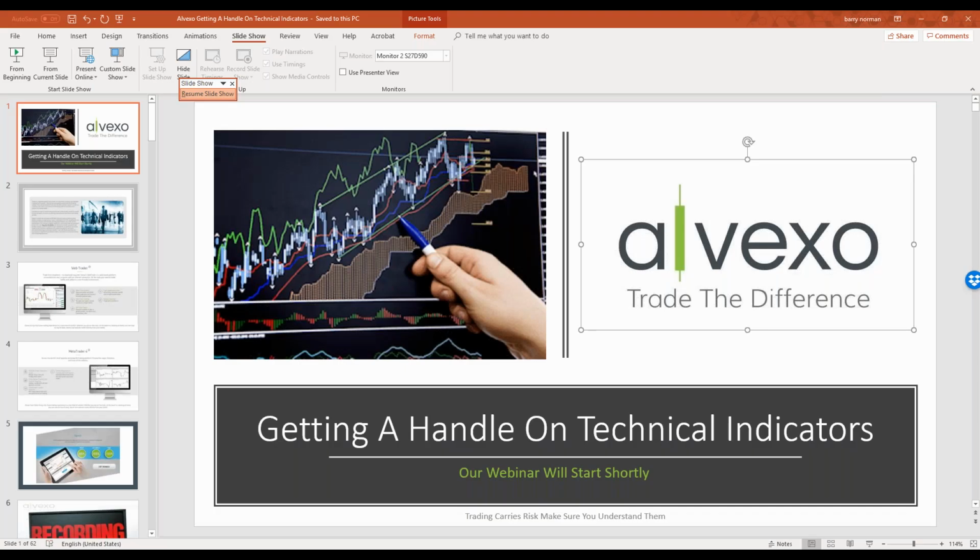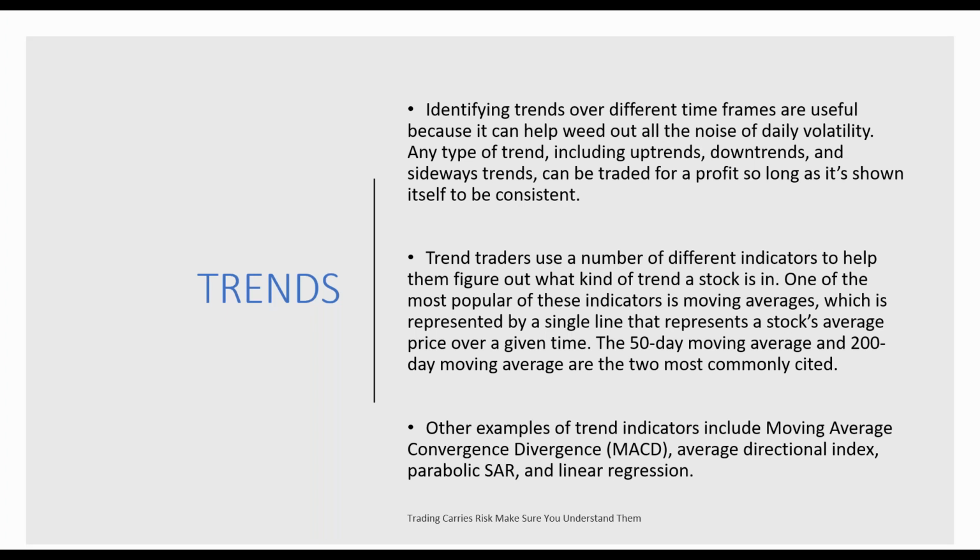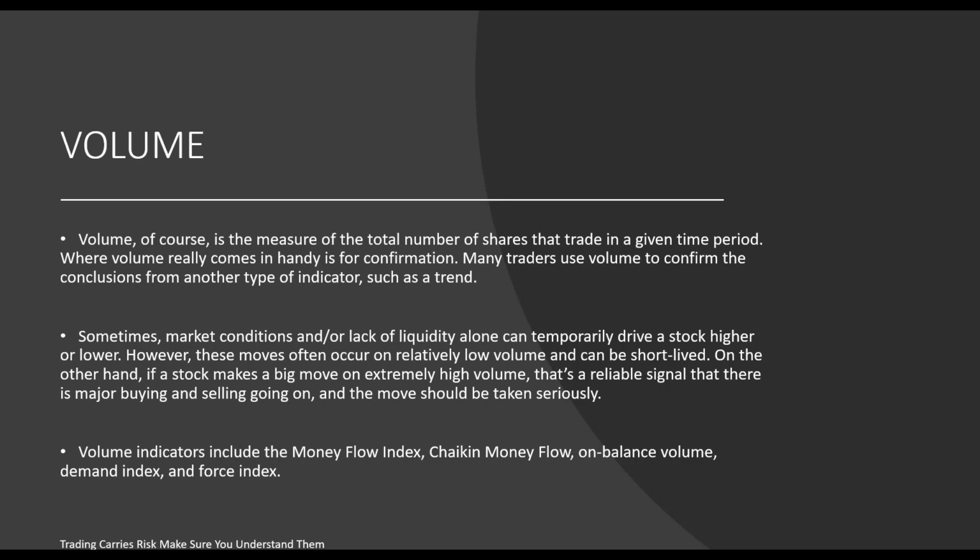But there's other examples of trend indicators. These include, my favorite, moving average convergence and divergence, MACD. We have ADI, average directional index. We have line regression. But these are one category. They help us identify a trend or whether price is moving in a trend or a trend has begun.